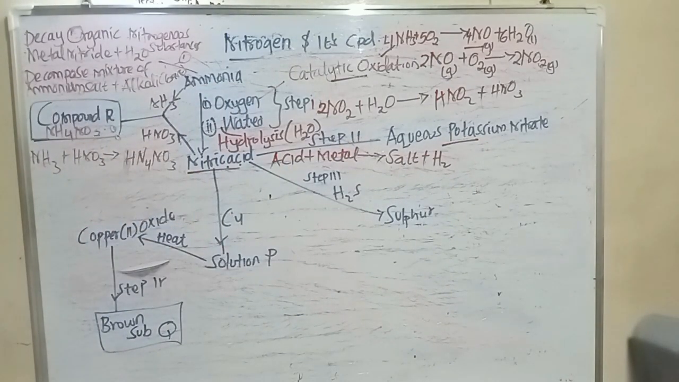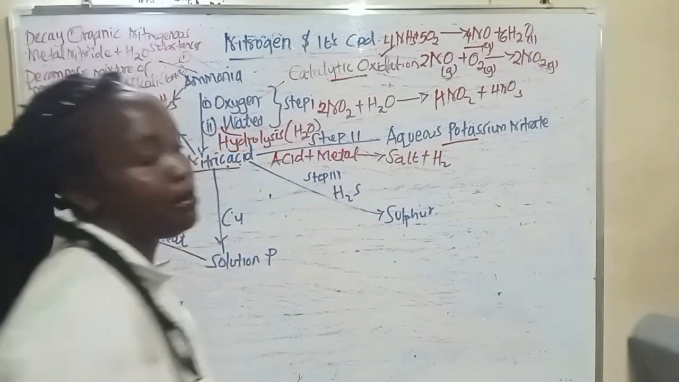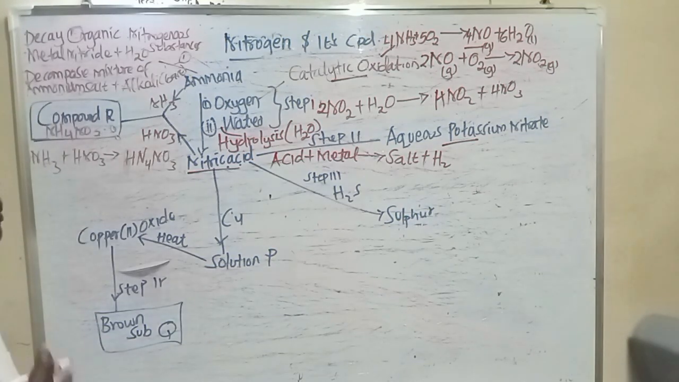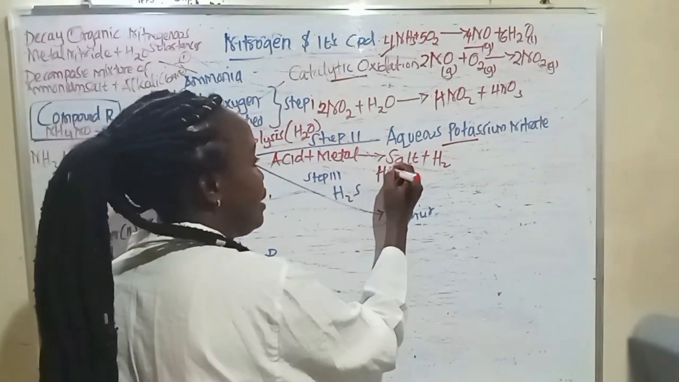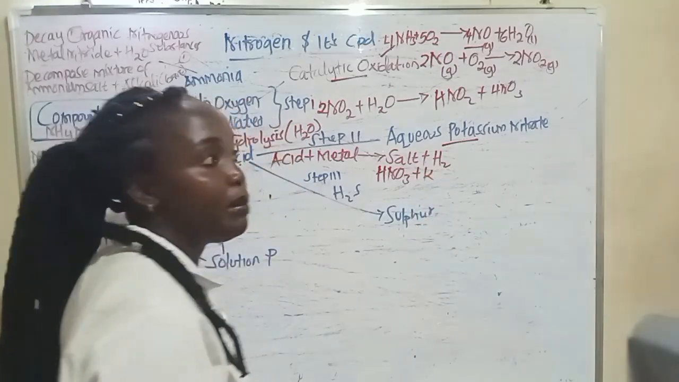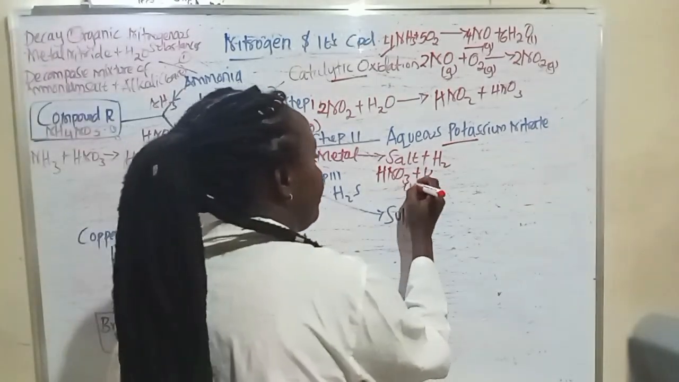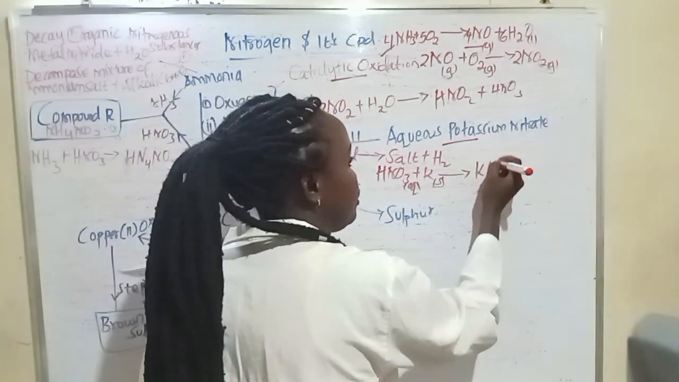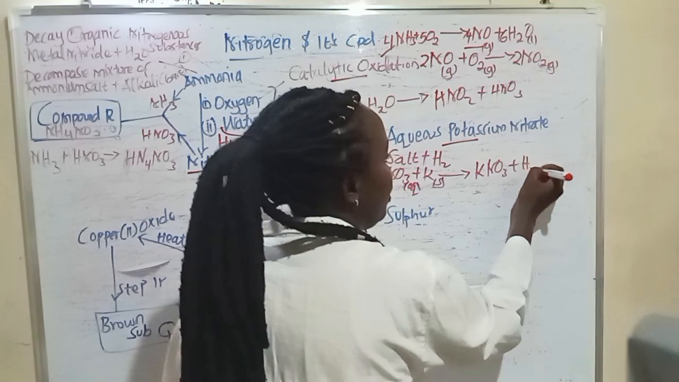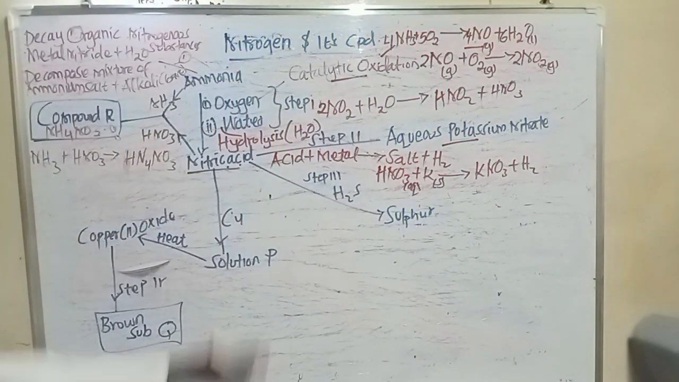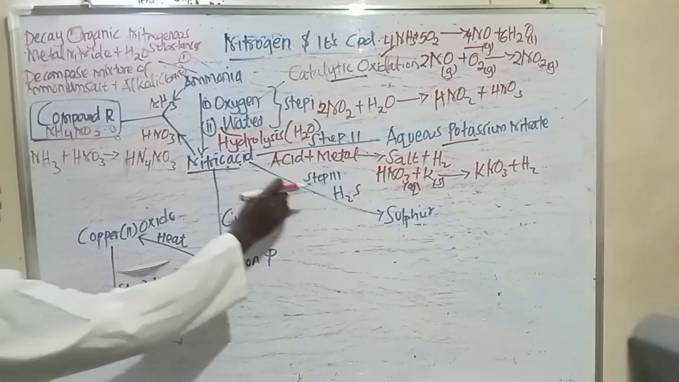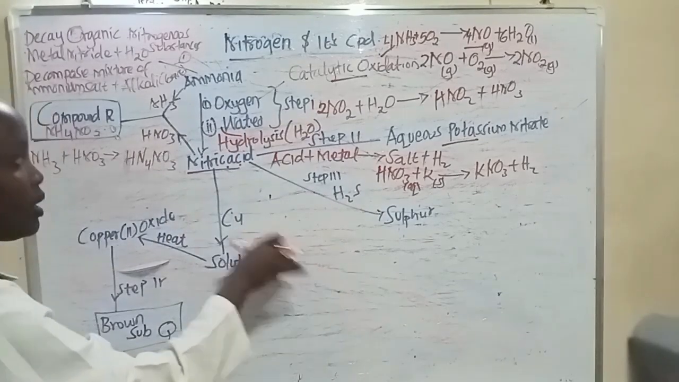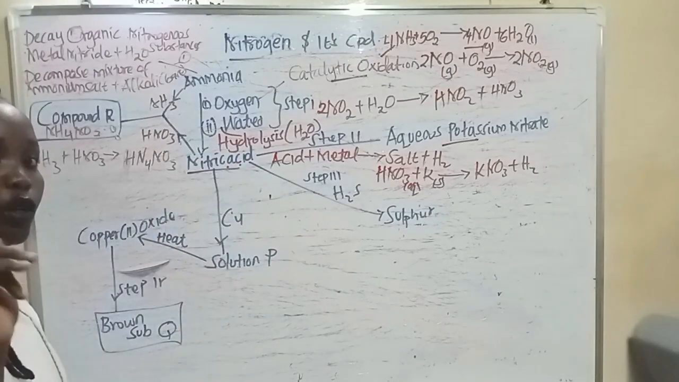Now, this means the metal here is potassium, because you cannot end up with potassium nitrate without the potassium metal. So the reaction is HNO3 reacting with your metal, potassium, to give you your salt, potassium nitrate, plus your hydrogen gas. So that is what is happening in step 2. In step 3, you see your acid. Now this whole part from here going downwards, we are testing the chemical properties of your nitric acid.